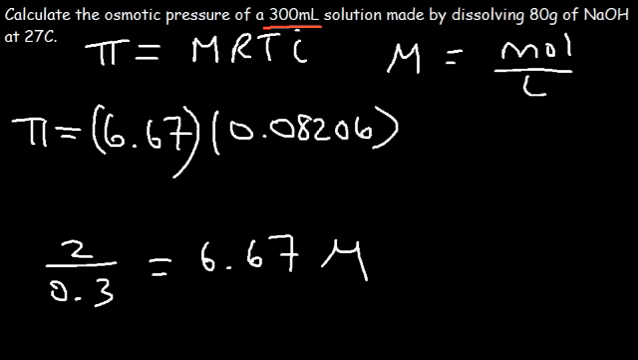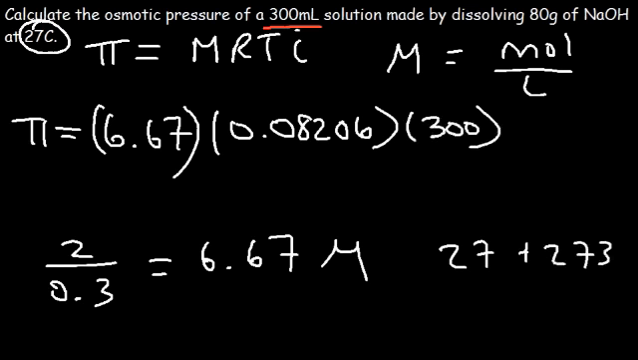0.08206. The temperature has to be in Kelvin. Right now it's in Celsius. So let's add 273 to 27 degrees Celsius. This is going to be 300 Kelvin.